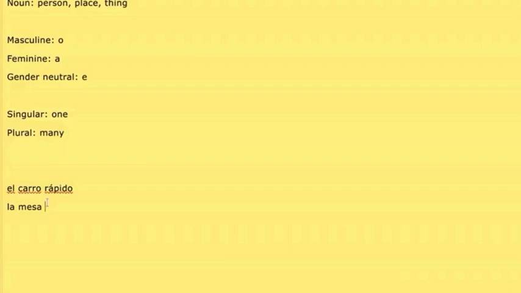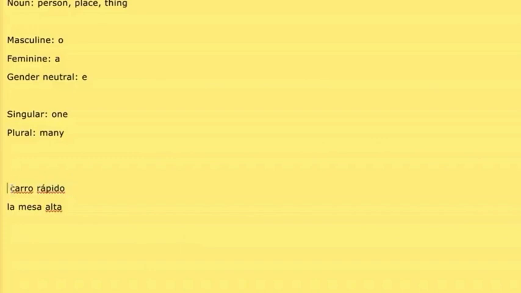But if I were to say, let's say, the tall table, this could not be "alto," this would have to be "alta." And so you can see essentially what we're doing is the form of the "the" is getting changed and the ending of the adjective is getting changed in order to match exactly the gender that we're talking about for the noun.